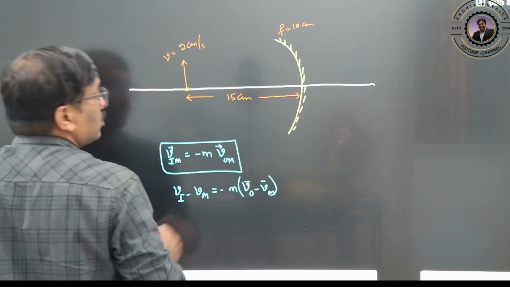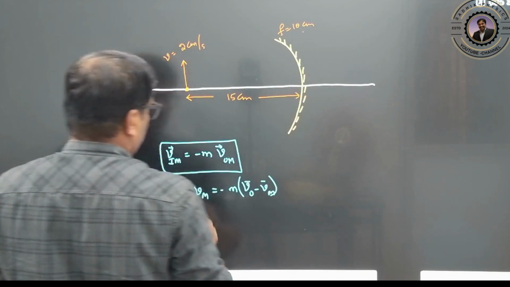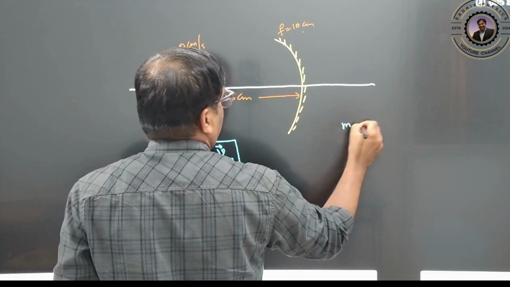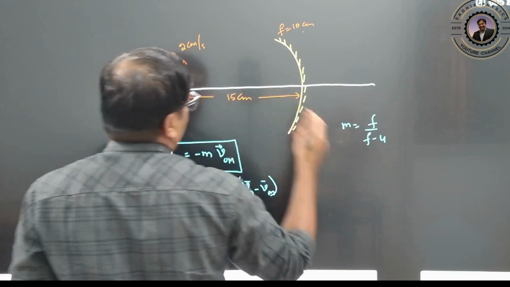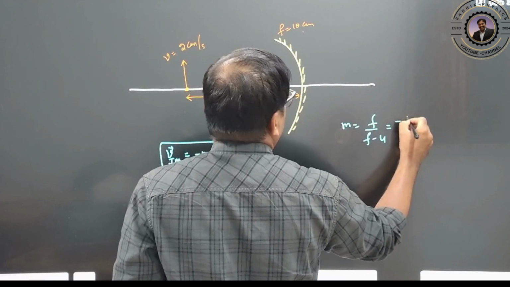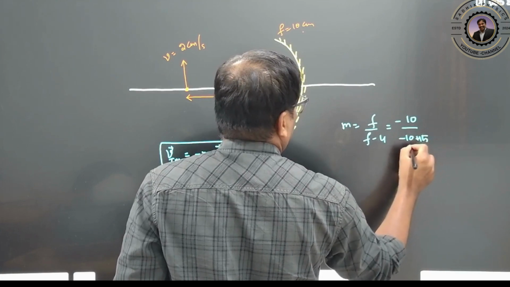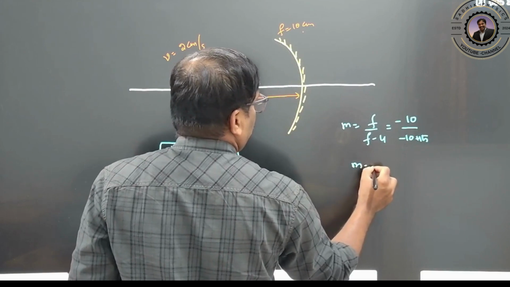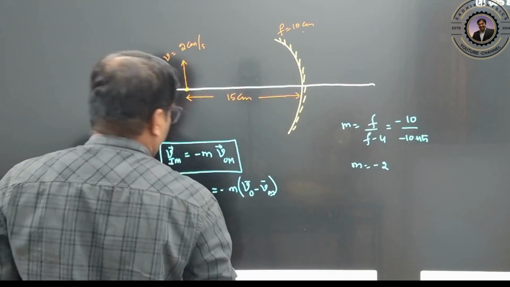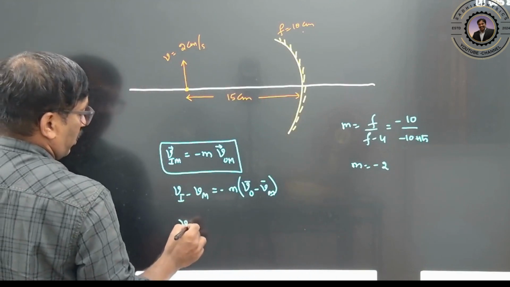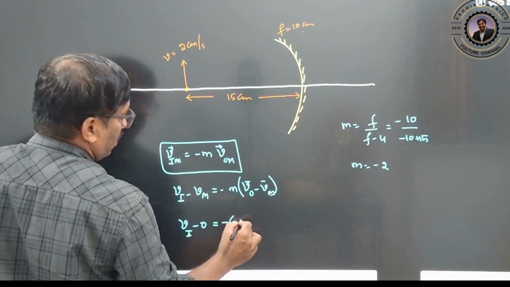Clear? Here the mirror is not moving, therefore the velocity of the mirror is 0. Magnification we can calculate; magnification is f by f minus u. So how much is the magnification now? Minus 10 by minus 10, minus of minus plus 15. So m is equal to minus 2, because it is 5, so 2. Clear? So the velocity of the image minus 0 will be equal to minus of minus 2.